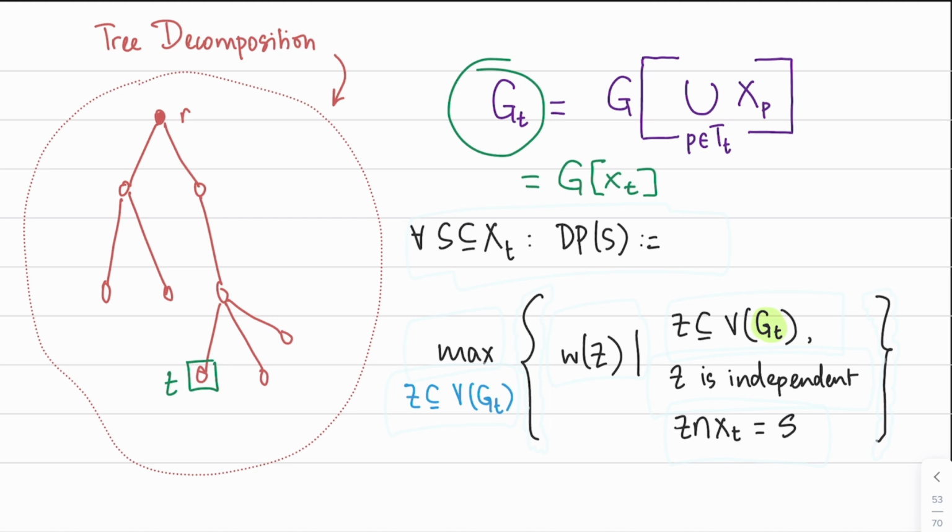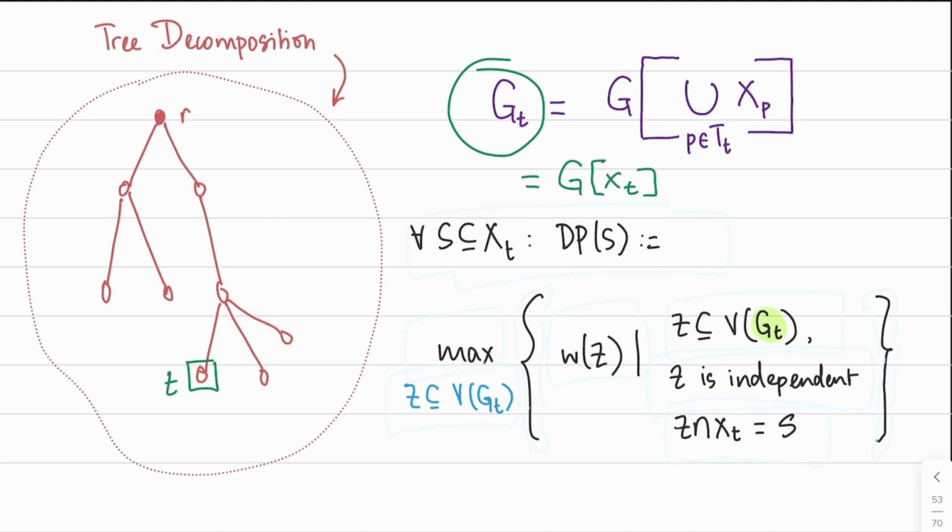So if S is independent itself, then we know that we are going to be picking S. There's nothing else to look at. There is no subtree rooted at T. So we just record the weight of the set S itself, and that's all that there is to it.